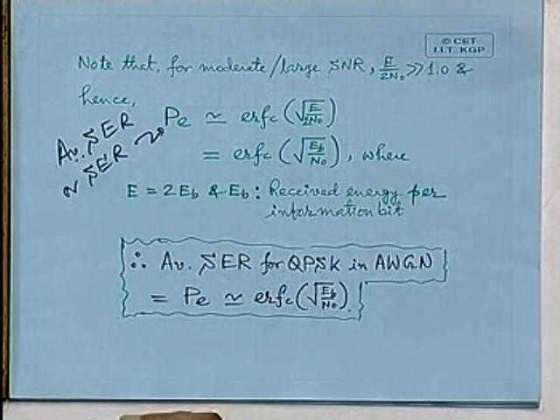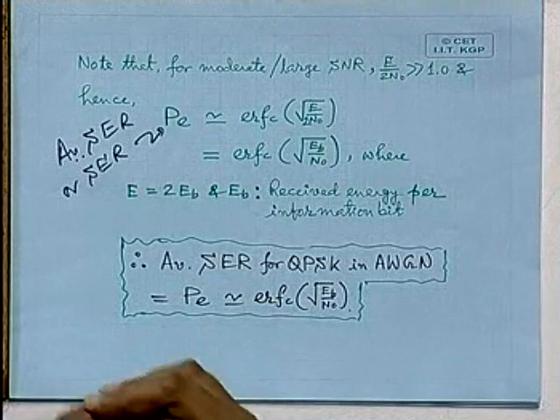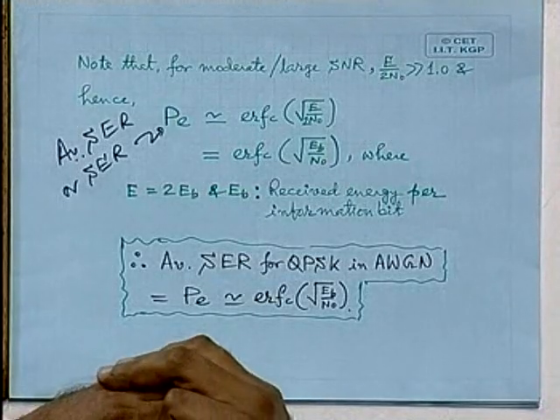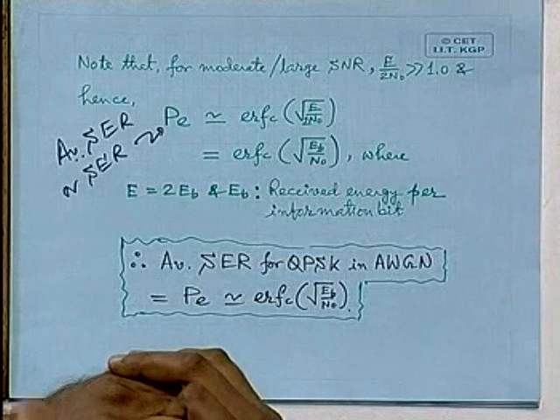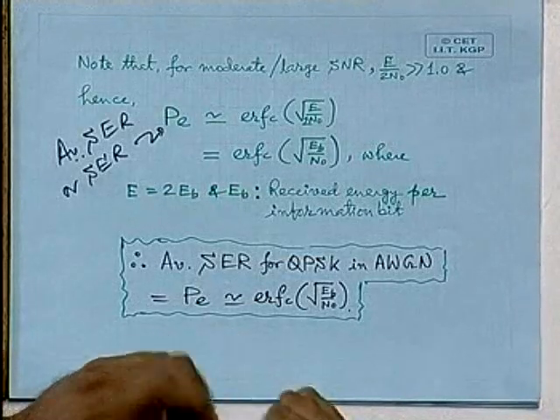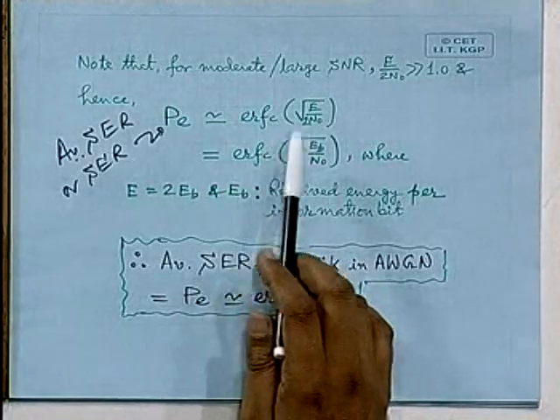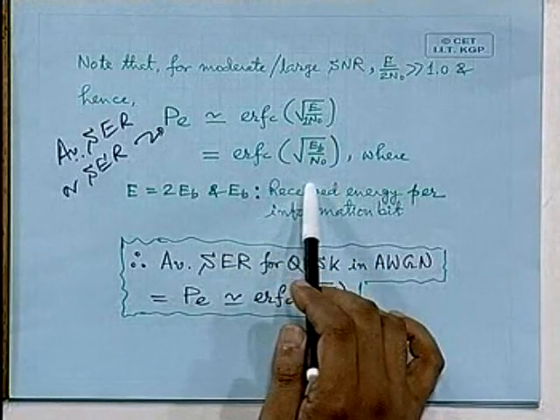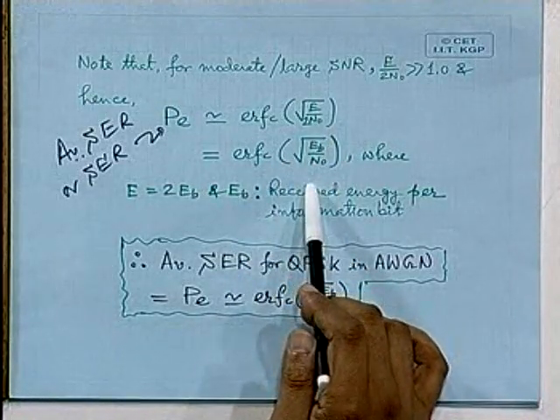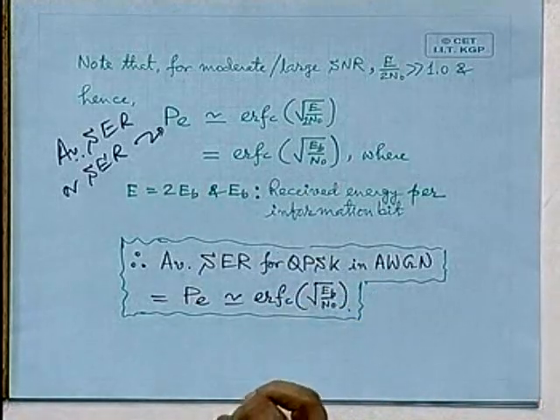So, the symbol error rate expression for QPSK is ERFC root over E by 2 n naught. And this one may like to rearrange in this form. E is the symbol energy, so one can map it to an equivalent energy per information bit, because 2 bits made 1 symbol, okay. So, one may also like to express this expression as ERFC root over EB by n naught.